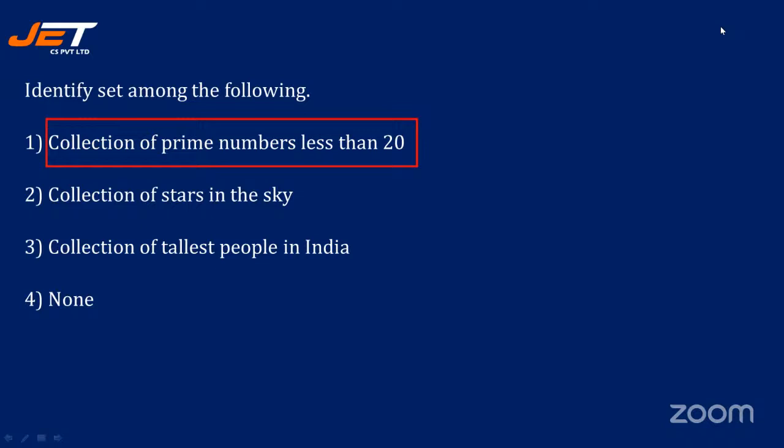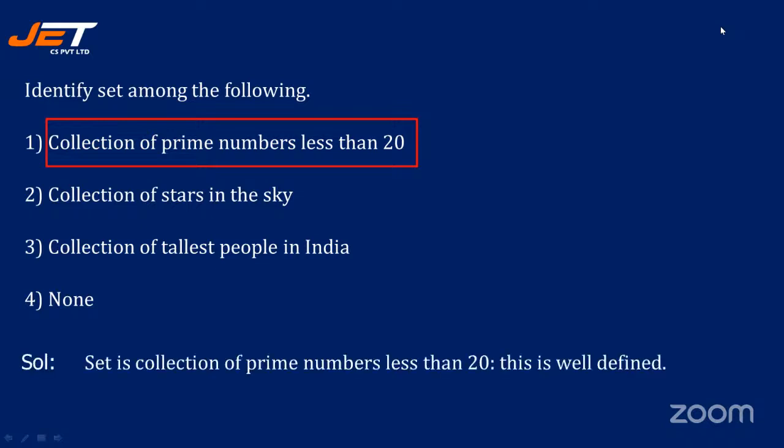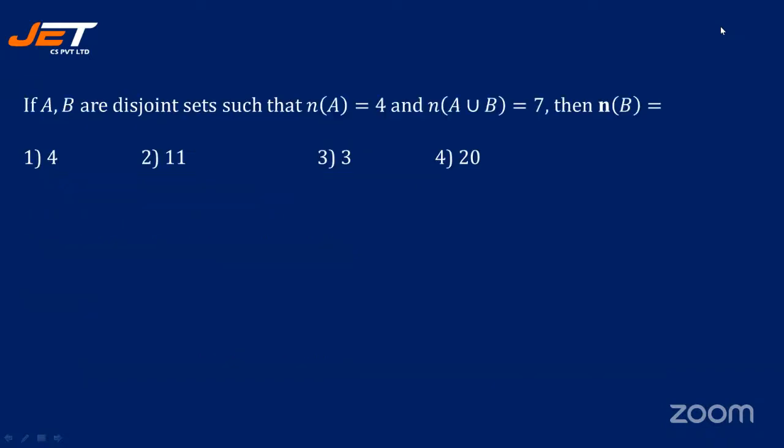Let's see the answer. It is collection of prime numbers less than 20, because a set should have something defined. The collection of stars cannot be counted nor defined. For the tallest people, there are many who are tall. But prime numbers less than 20 is countable, which is well defined. See the next question.